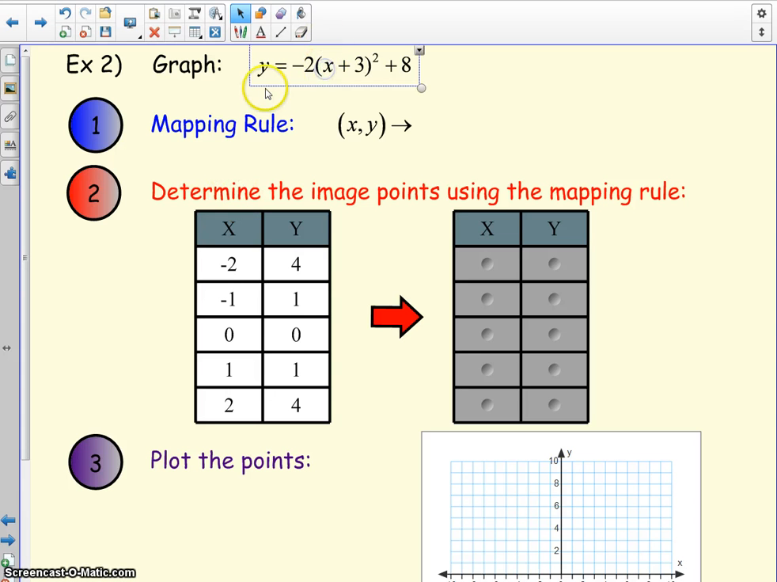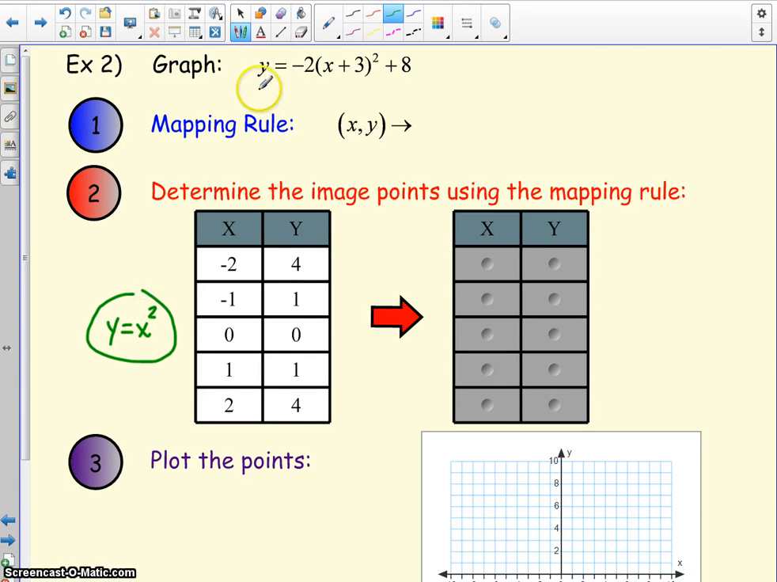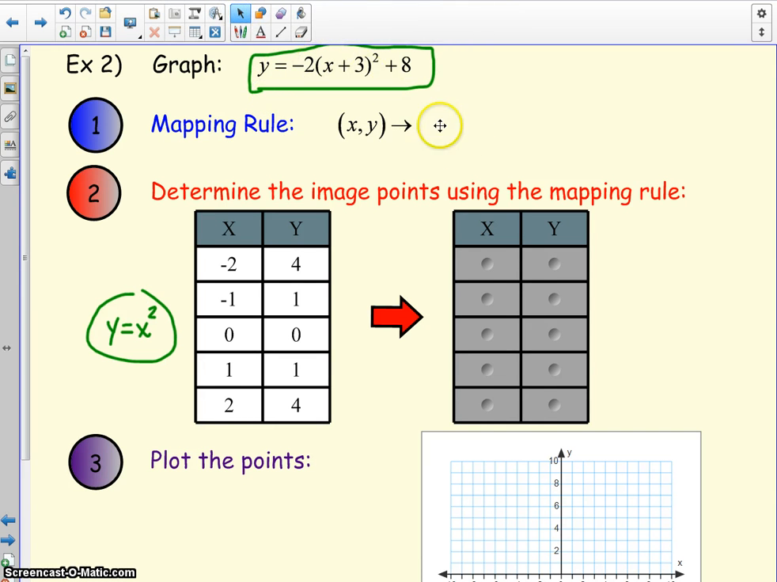The first thing I'm going to do, we have y equals negative 2 bracket x plus 3 all squared plus 8. Now I've taken some points here that are on y equals x squared. So these are all points from y equals x squared. You've got 0, 0, negative 1, 1, 1, 1, 2, 4, and so on and so forth. So looking at this equation, hopefully you can create a mapping rule. Our mapping rule is going to be x minus 3 and negative 2y plus 8.